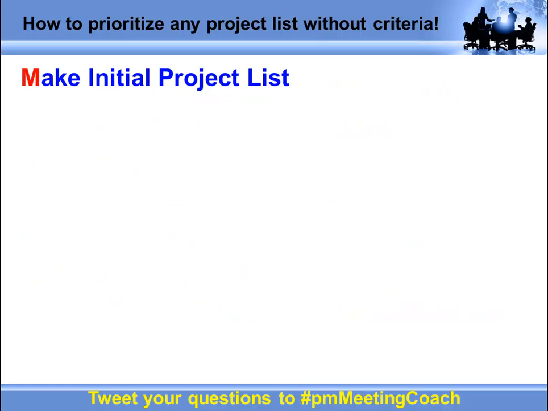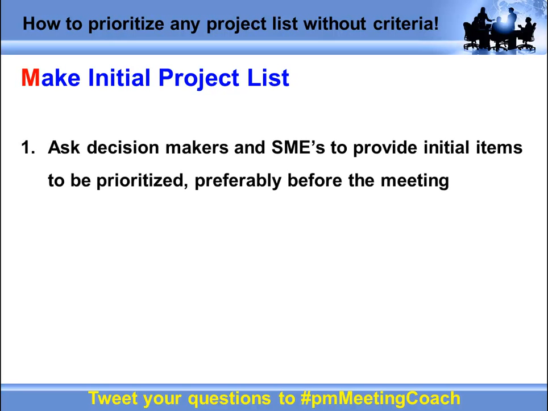All right, so let's talk a little bit. We said the first step was to make an initial project list, and I just want to give you a few tips on that before we get into the demo. So first thing you need to do is ask your decision makers, your subject matter experts, your stakeholders, whatever you want to call them. You need to ask them to provide some initial items that are going to be prioritized, and preferably you do this before you have a prioritization meeting. Now, you can generate a list during your meeting if you don't have one going in. That's an advanced technique. But the very first thing that I recommend you do is ask your key decision makers to start providing some initial items that are going to need to be prioritized.